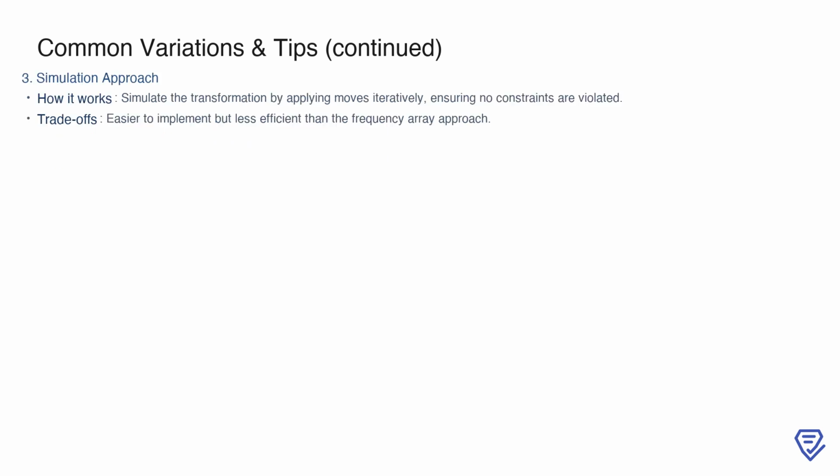Another option is the simulation approach. Here, you iteratively apply the necessary moves to transform S into T, ensuring that all constraints are respected at every step. While this method is often easier to implement and can be helpful for understanding the problem, it is less efficient than the frequency array approach. The trade-off is that while simulation can provide clarity in smaller cases, it might not scale well for larger inputs due to its iterative nature. Ultimately, the choice of approach depends on the specific requirements and constraints of the problem, but aiming for efficiency and clarity in your solution is always key.